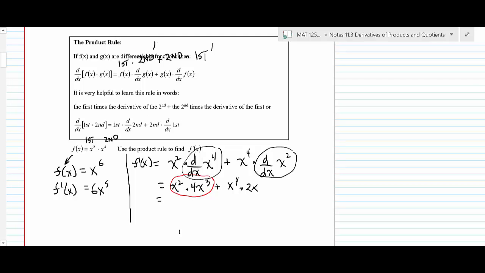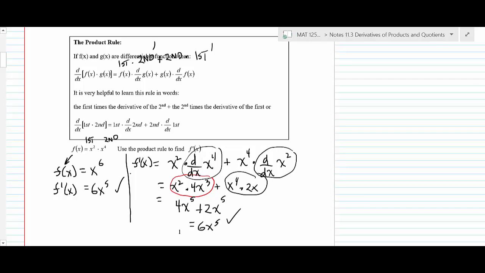Multiply it out, what do you get? 4x to the 5th, right? Because you're adding exponents. Okay, how about the next thing? What is it? 2x to the 5th also. Well, those are like terms, so what do you get? Okay, so see, I told you so. Okay, that's how it works.